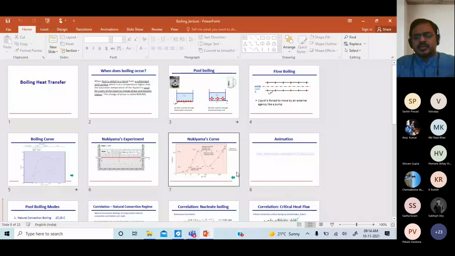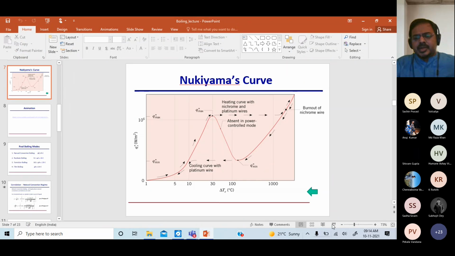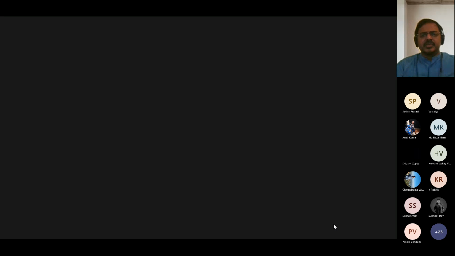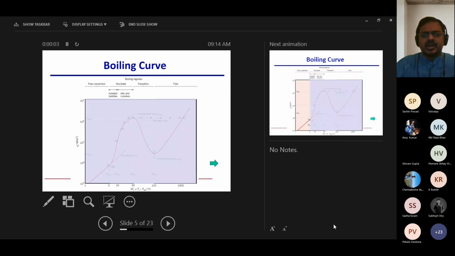Okay, so now we are back. Let's continue from where we left off. We were discussing the pool boiling curve, right? And as I said, it's quite fascinating. So much is hidden in just one curve. Here, for example, this is the boiling curve that we have discussed.